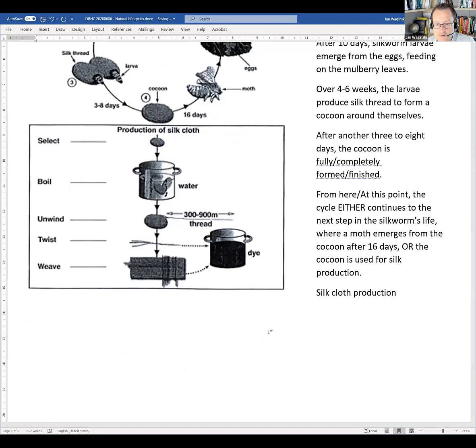This is a new paragraph. I suggest starting a new paragraph with a simpler construction so it's crystal clear what you're talking about. You need a very clear topic sentence. Something like, the first step of the production of silk cloth is boiling the cocoon.